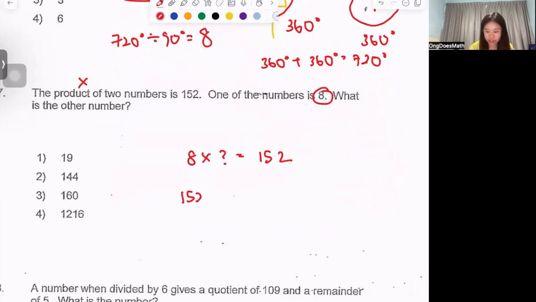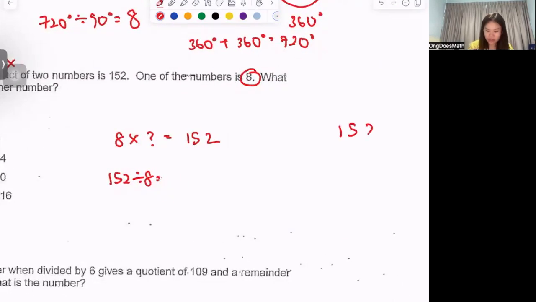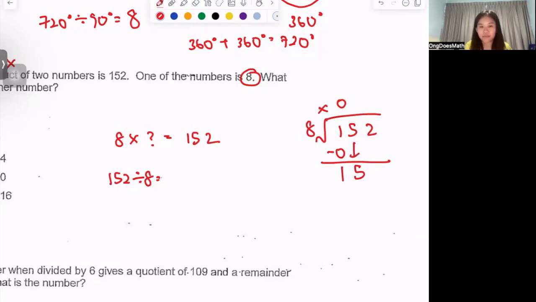So let's do the working together. 152 divided by 8. So 1 cannot be divided by 8, so we put a 0 here. So 0 times 8 give you 0, so you subtract 0. So the 1 minus 0 will give you 1, bring down the 5. So how many groups of 8 can fit into 15? It's actually just one group of 8. So we just subtract 8. 15 minus 8 should give you 7.